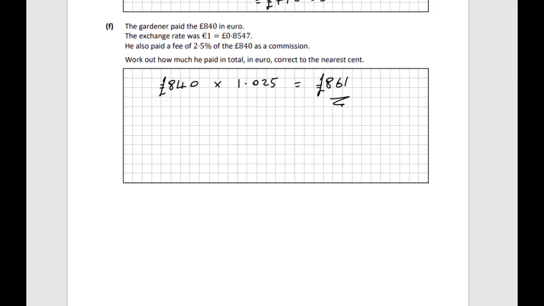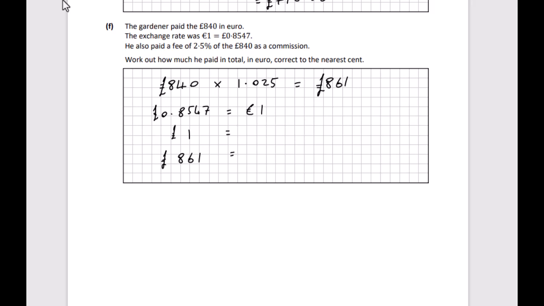Okay, so what we want to do then is just work out how much he paid in euros. So again, we're going to look at this exchange rate. We want euros, so we're going to put euros on the right hand side. So I'm going to take 0.8547, this is pounds sterling, and that's equal to €1. So put what you're looking for on the right hand side. Go down to £1 and then go up to 861 pounds here.